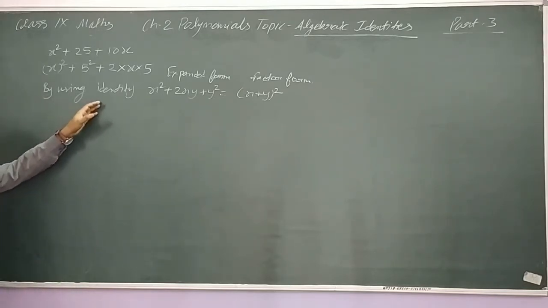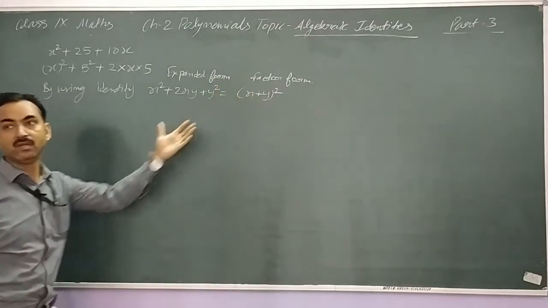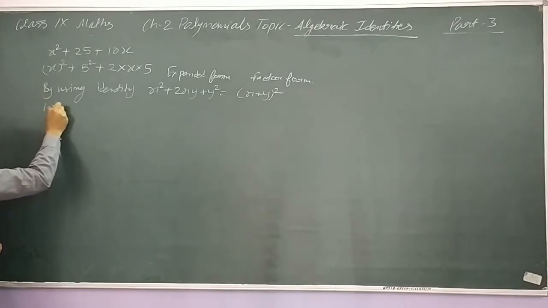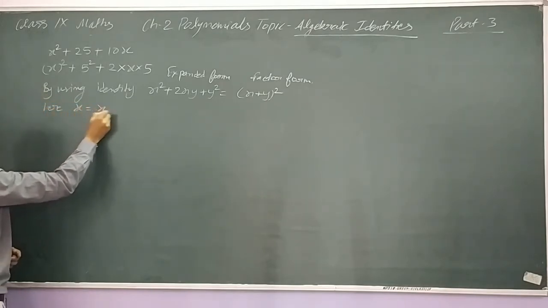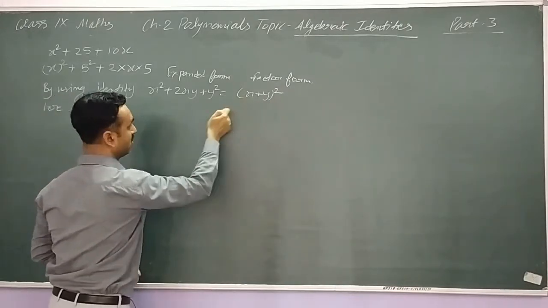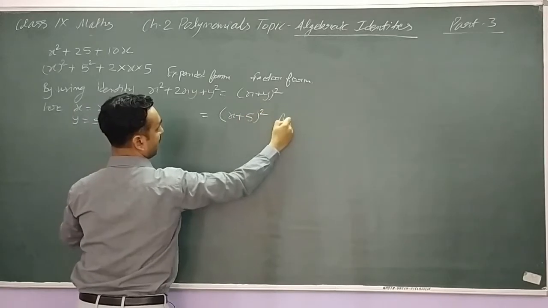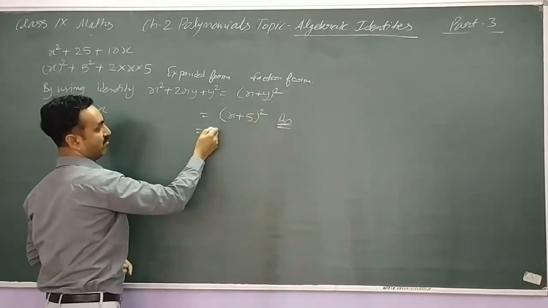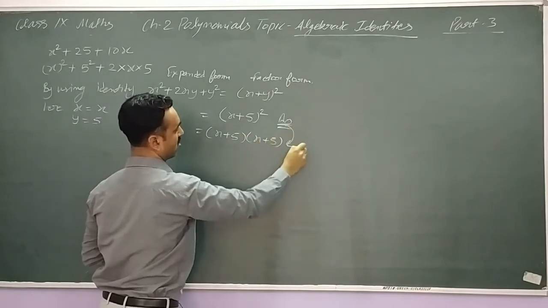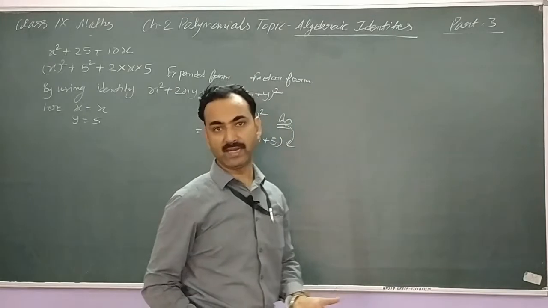Now we will change this expanded form to factor form. Here x is equal to x and y equals 5. So we write it in this form: (x plus 5) whole square. This is called the factor form. You can also write it like this. So this is also factor form. So we have changed the expanded form to factor form.